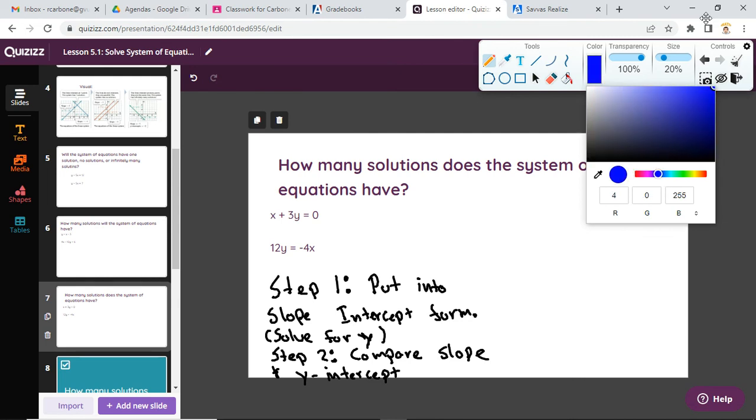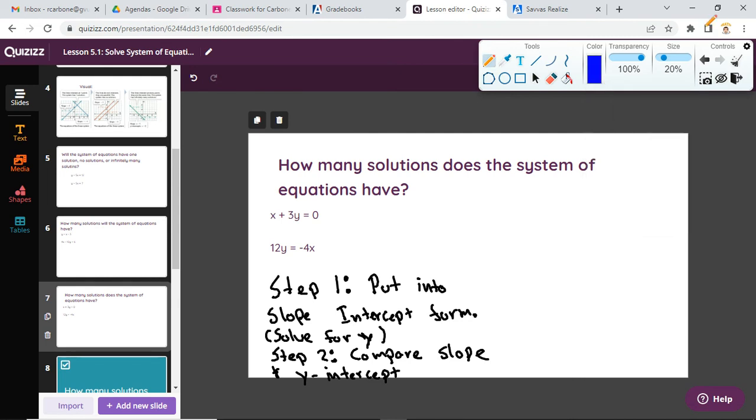Alrighty, so let's look at our 2 equations here. Are either of these in slope-intercept form? No, they're not. So we have to do step 1 here, put them into slope-intercept form. Let's start with x plus 3y equals 0. So I can subtract x from both sides. That'll give me 3y is equal to negative 1x. And I can divide by 3 on both sides. And I get y is equal to negative 1/3 x. Okay, that's my first one.